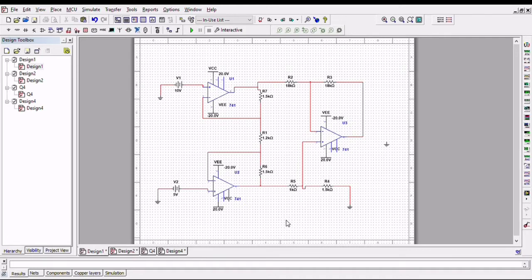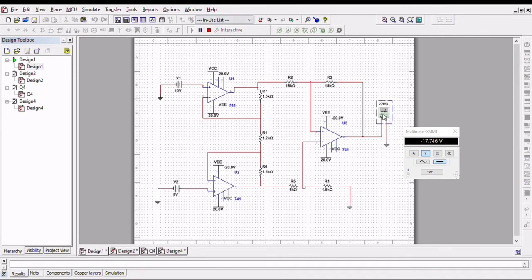Now let's put the multimeter to identify the value of the output. The positive connects with the output, and the negative connects with the ground. We run the simulation to check whether the output obtained from the simulation is similar to the calculation. As you can see, the value for the output obtained from this simulation is negative 17.746, which is quite similar to the calculation just now. This is the proof that the calculation is correct.